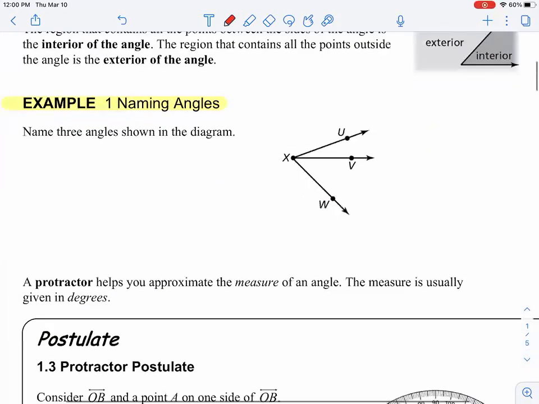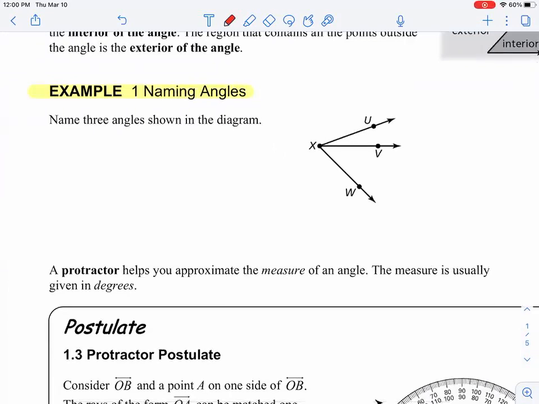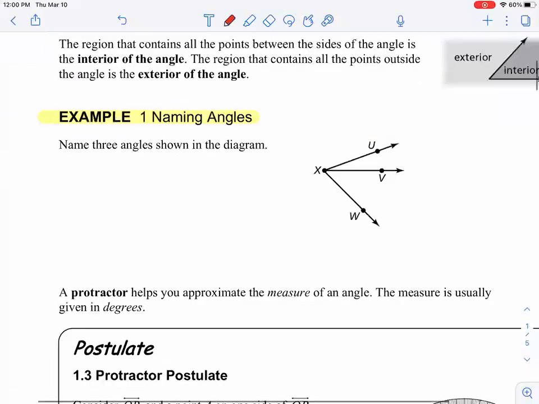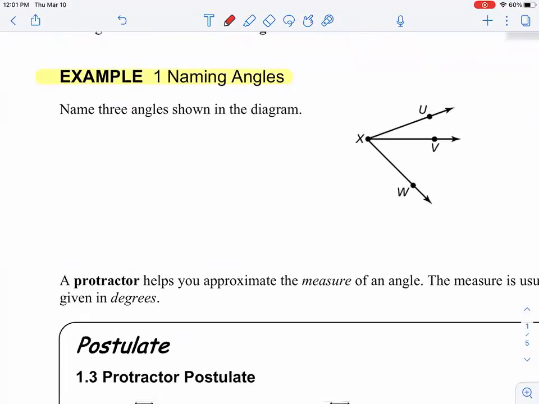If we want to name the angle, we use 3 letters. Here is one example. Angle UXV means I start at U, go to X, and then go to V. That would be this angle in here. So I want to use 3 letters when I name an angle. It says name 3 different angles below, and one possible answer is angle UXV. Notice I put that little angle mark there. So you want to use 3 letters when you name those angles.